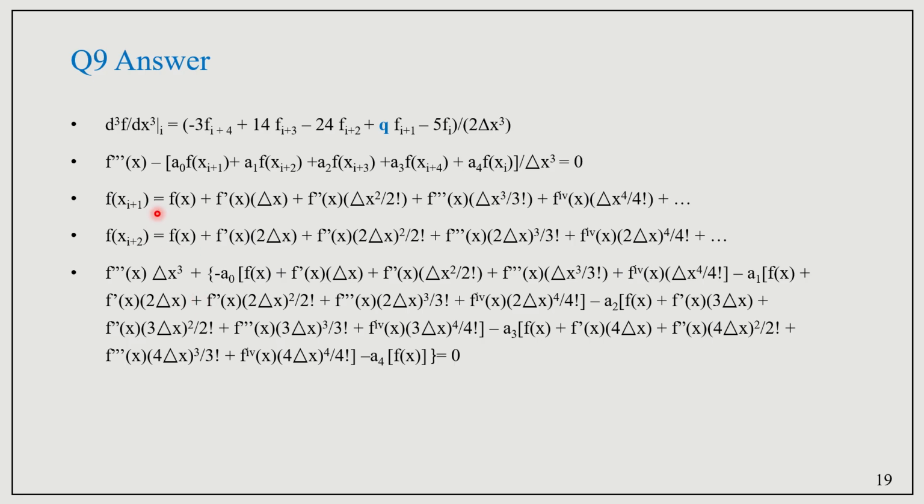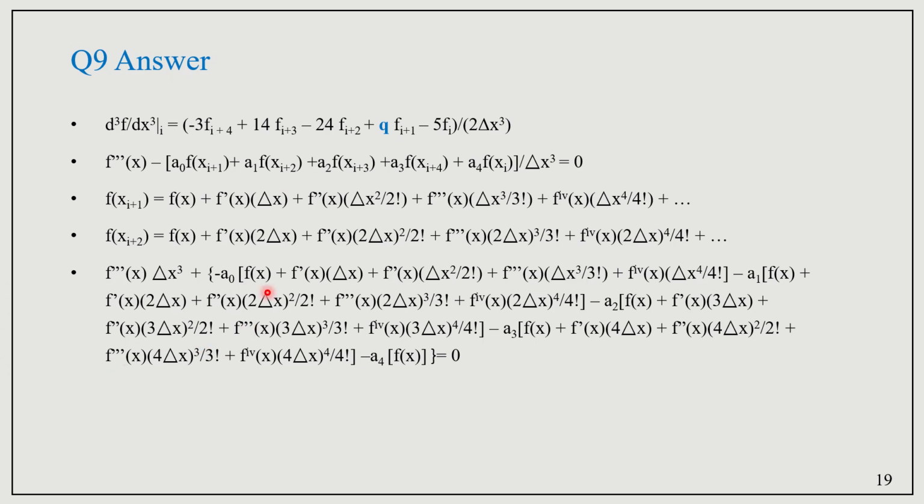So now we are substituting these things back in the equation. It becomes f triple dash of x into delta x cube. For ease, we are just taking delta x cube common and multiplying, plus this minus goes inside actually, minus a0 into f of x plus f dash of x into delta x plus f double dash of x into delta x square by 2 factorial plus f triple dash of x into delta x cube by 3 factorial plus f to the power of 4 of x into delta x to the power of 4 by 4 factorial. This is for a0. Similarly, minus a1 into f of x at i plus 2 and minus a2 into f of x at i plus 3 and minus a3 into f of x at i plus 4, and last minus a4 into f of x at i. So we are just substituting the expansion in the original equation, and we are getting this.